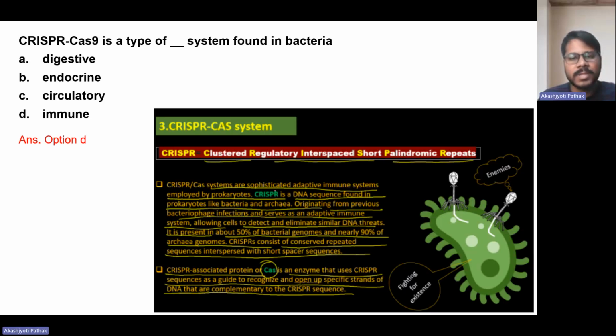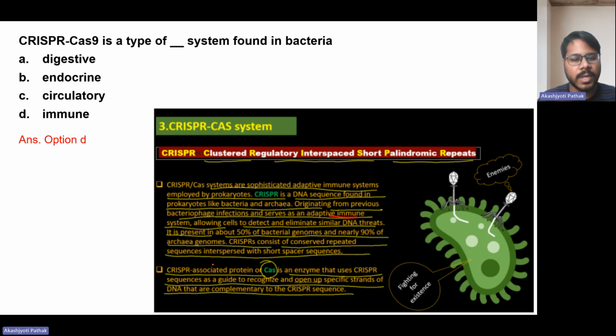Yes. So CRISPR-Cas systems are sophisticated adaptive immune systems employed by prokaryotes. CRISPR is a DNA sequence found in prokaryotes like bacteria and archaea, originating from previous bacteriophage infections and serving as an adaptive immune system. It is present in the bacterial genome, and it allows the cells to detect and eliminate similar DNA threats.